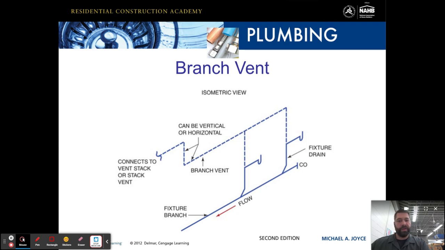So let's start up here. So this connects to a vent stack or a vent, right? This can be horizontal or vertical, and this is our branch vent. And when we come down here, we can see that this is our fixture branch. So we have more than one fixture hooked up to this. We have an individual vent, and then these are coming in to the branch vent.